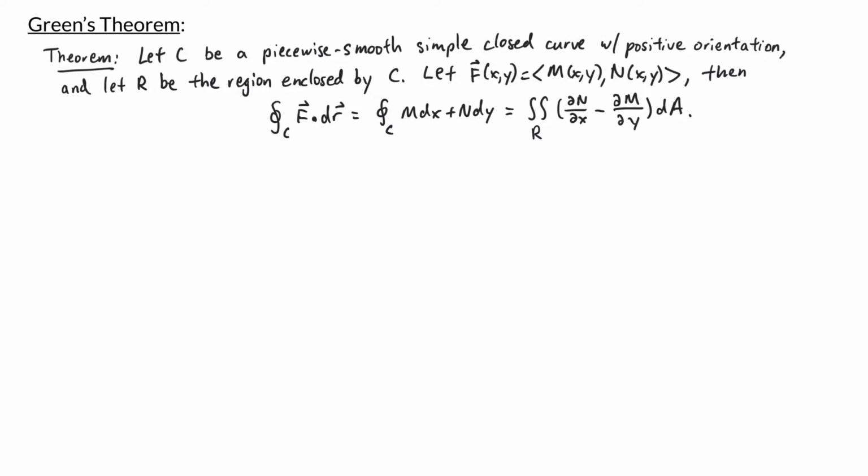Let C be a piecewise smooth simple closed curve with positive orientation, and let R be the region enclosed by C. Let F be the vector field with components M and N. Then the line integral of F dot dr over the curve C can be evaluated by doing a double integral over the region R of the partial derivative of N with respect to x minus the partial derivative of M with respect to y.